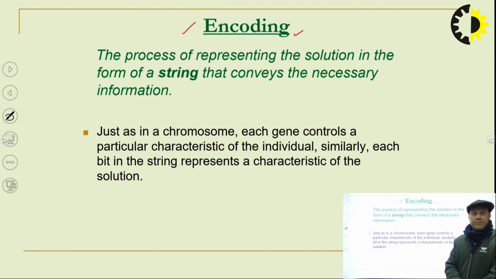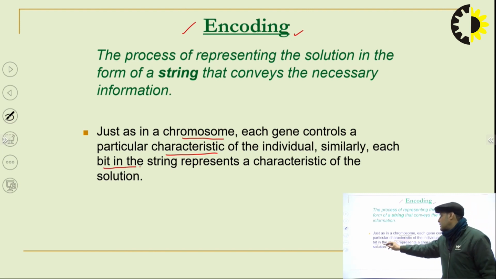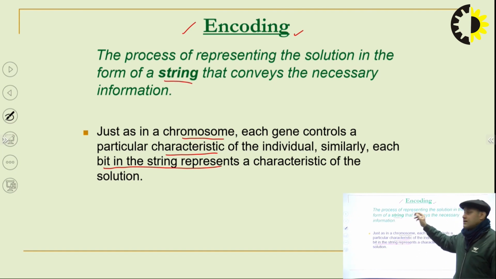Okay. So for example, just as in a chromosome, each gene controls a particular characteristic. We know that in biology we use the word chromosome. That chromosome will represent a particular characteristic of the individual. So similarly, each bit in the string, in computer science, we represent that string in the form of bits, that is 0 or a combination of 0s and 1s. So if we represent the characteristic of the solution, that is encoding.